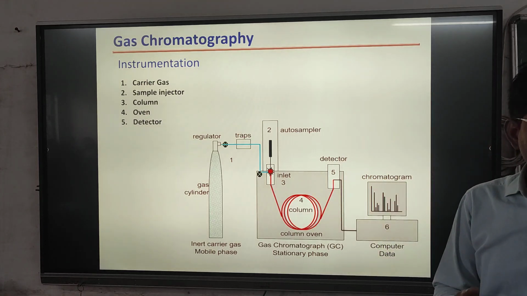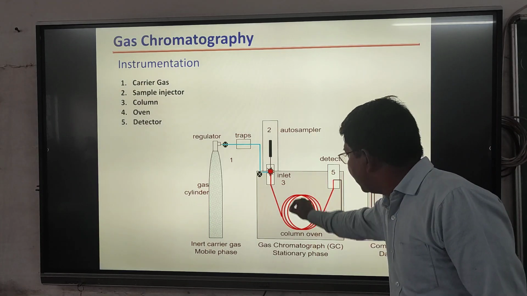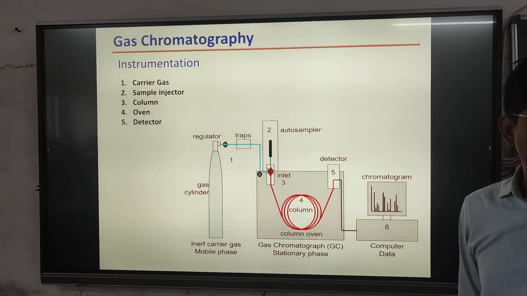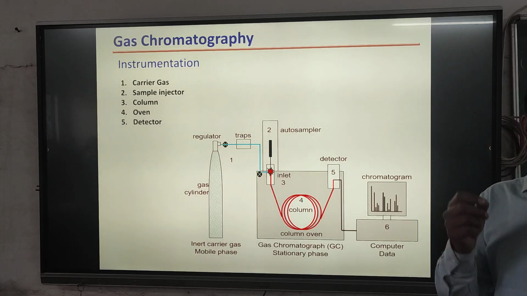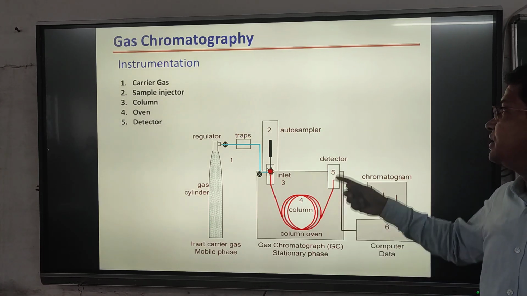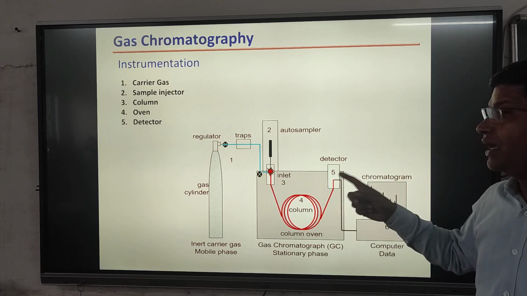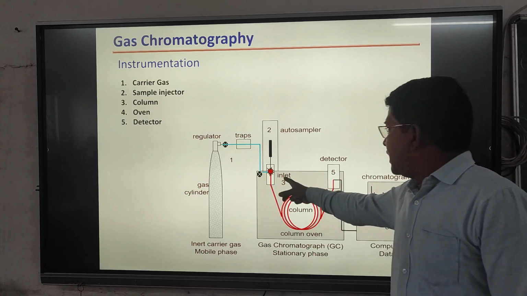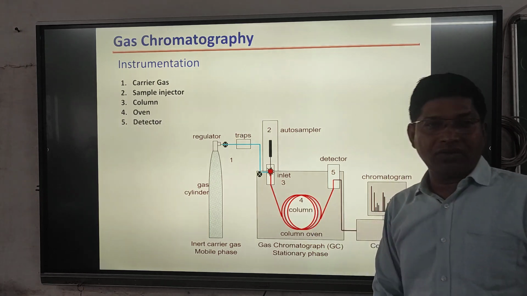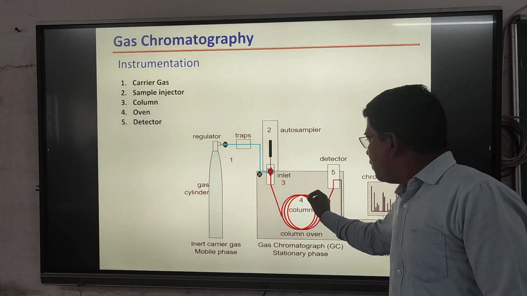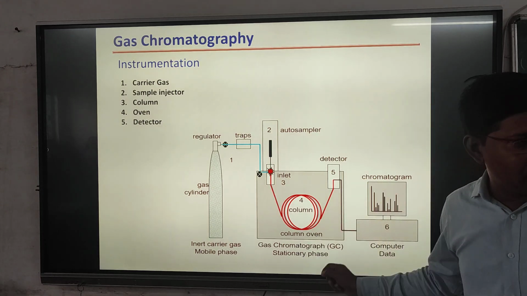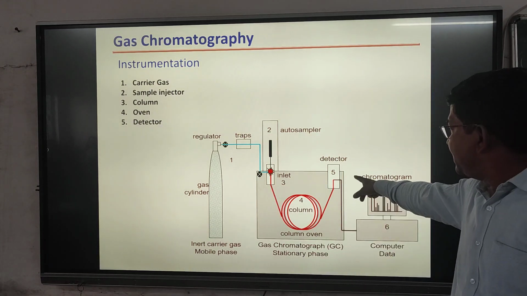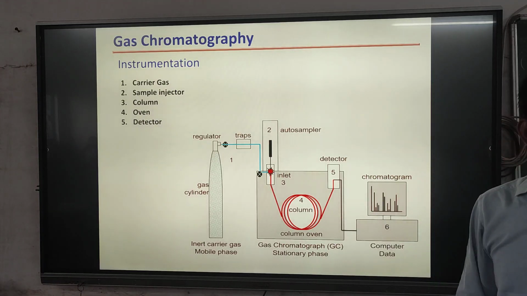The more volatile the compound, the faster it will travel into the column and reach the detector. So this is one criterion for the separation of a compound mixture in gas chromatography. Another point is the interaction with the column. The more affinity towards the column, the more slowly it will travel, and it reaches the detector late.